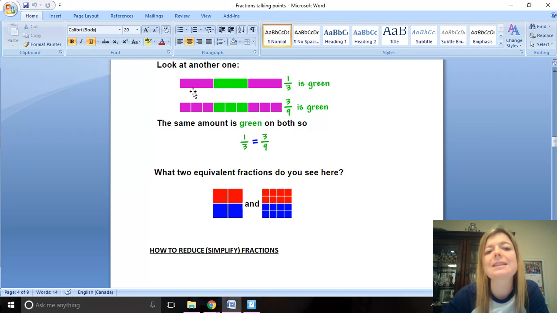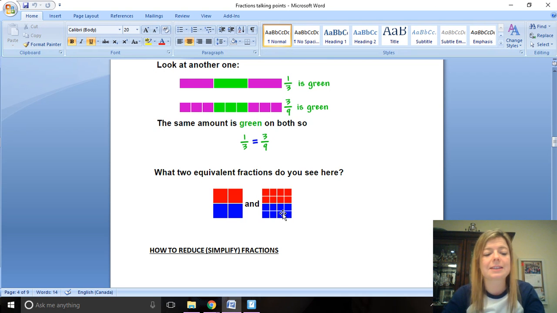So if you look at this, it's the same thing. Here we say 1/3 is green because 1 out of 3 pieces is green, but this shape has been broken up into 9 pieces. But 3 out of 9 is the same thing as 1 out of 3. So if we look at this example, we see 2 red out of 4, and here we see 1, 2, 3, 4, 5, 6, 7, 8 out of 16. So 2 out of 4 and 8 out of 16 are the same.